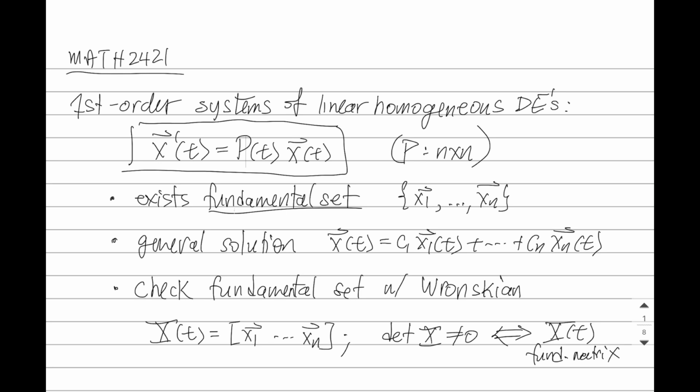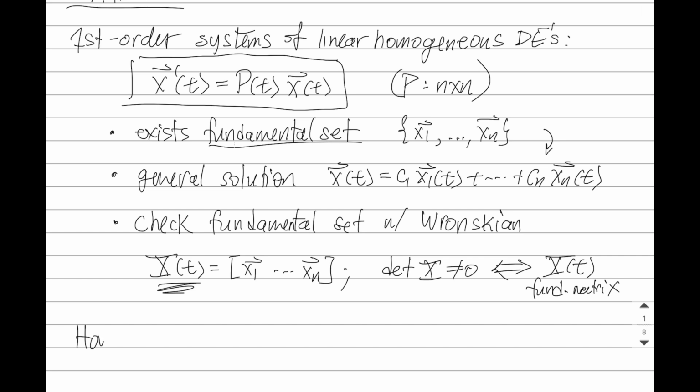Now, if you want to determine whether or not something is a fundamental set, you check its Wronskian. So you put all of those solutions into a matrix called the fundamental matrix, and you check its determinant. If it really is a fundamental set, these vectors must be linearly independent, and that means the determinant will be non-zero. All of that is great, but how do we actually find these solutions, x1 through to xn?